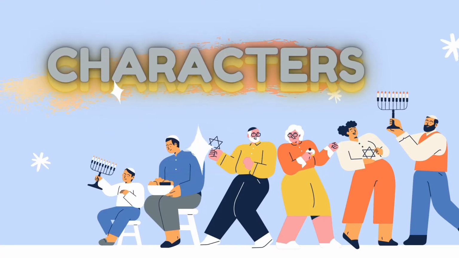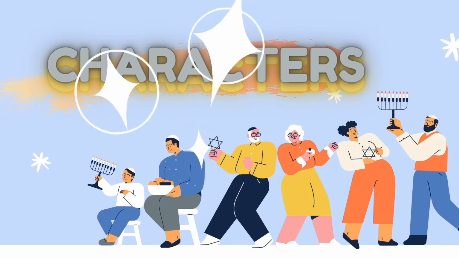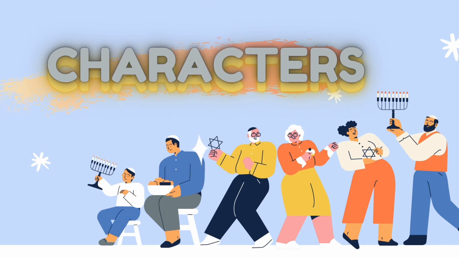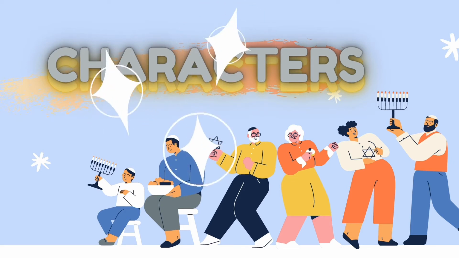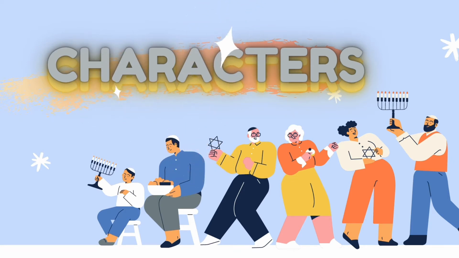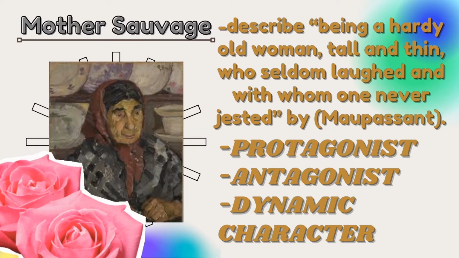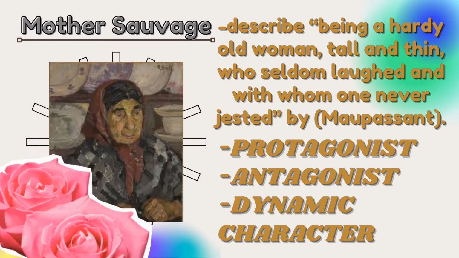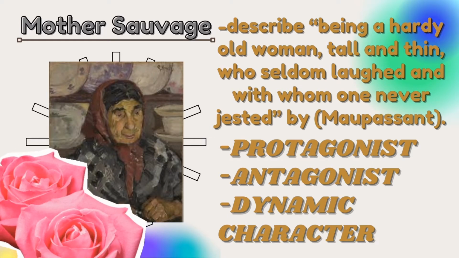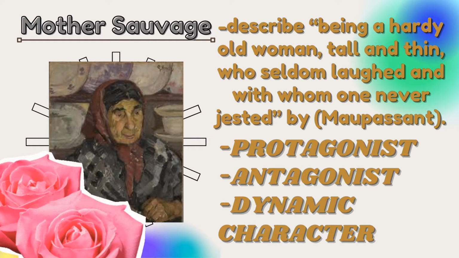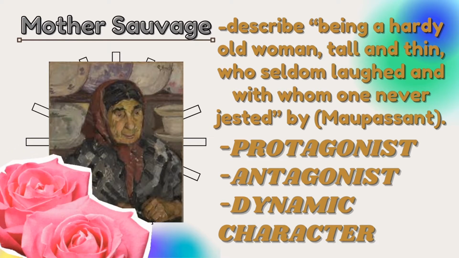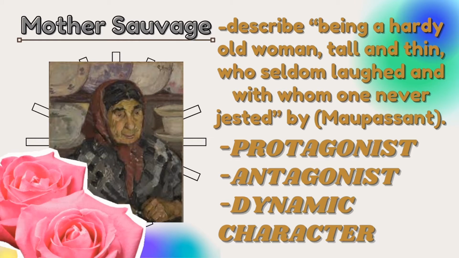The characters were well described by the author. They have a clear character sketch. Later, you will find out why I said so. The first character is Mother Sauvage, described by Maupassant as a hard old woman, tall and thin, who seldom laughed and with whom one never jested.